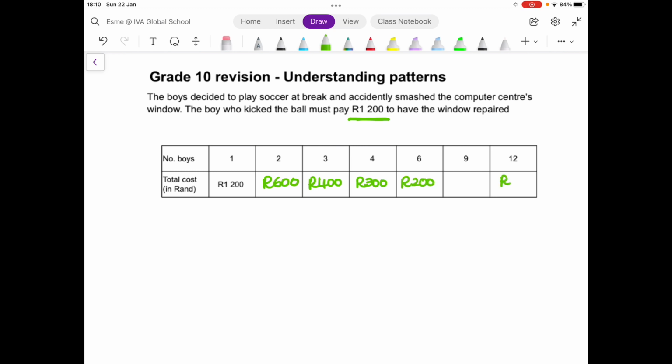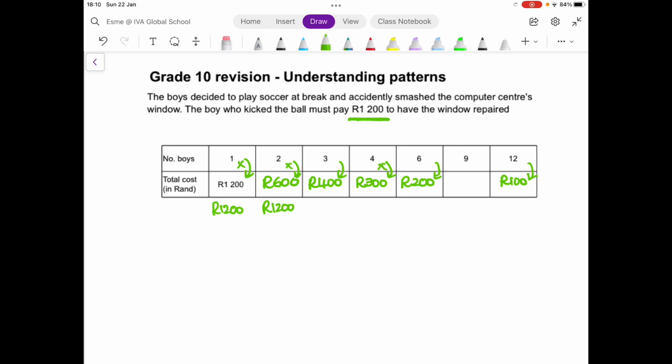12 boys would pay 100 Rand each. This is called a constant product because 1 times 1,200 is 1,200. 2 times 600 will give me 1,200. 3 times that will give me 1,200. 4 times 300 is 1,200. 6 times 200 is 1,200. 12 times 100 is 1,200.